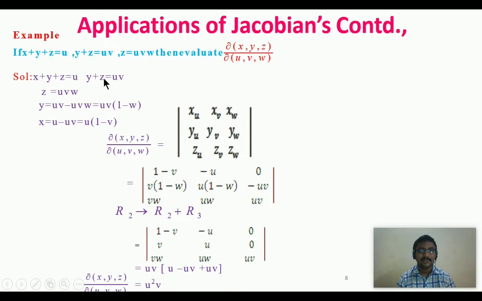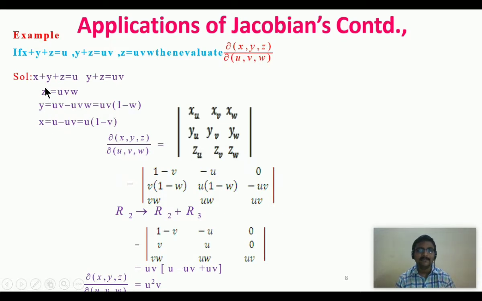So given equations, but third equation, that is z is uvw, is already z in terms of uvw. Now, second equation, that is y plus z is uv. Thus, we will have y is uv minus z. But what is z here? Uvw. So, replacing z as uvw and taking out uv, we will have y is uv into 1 minus w. Thus, y becomes in terms of uvw.